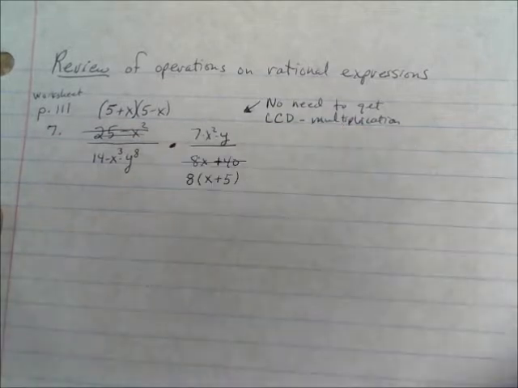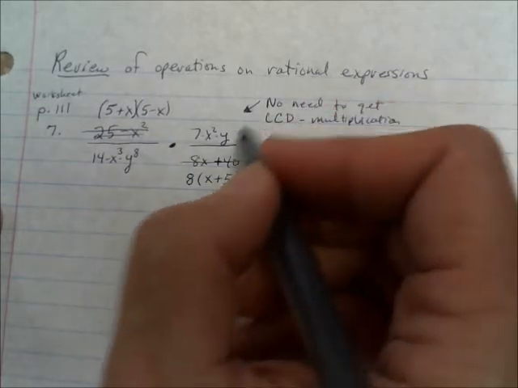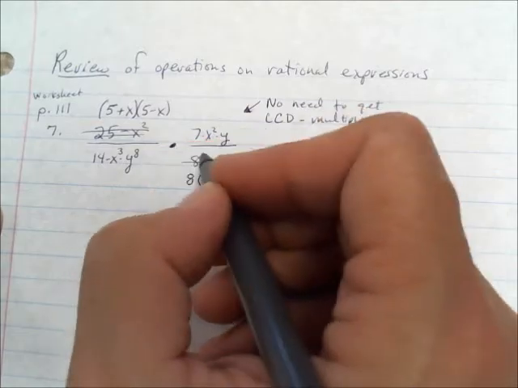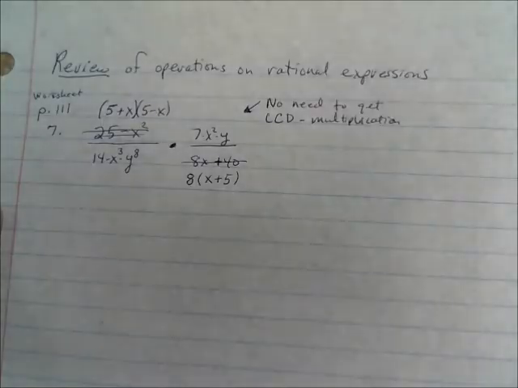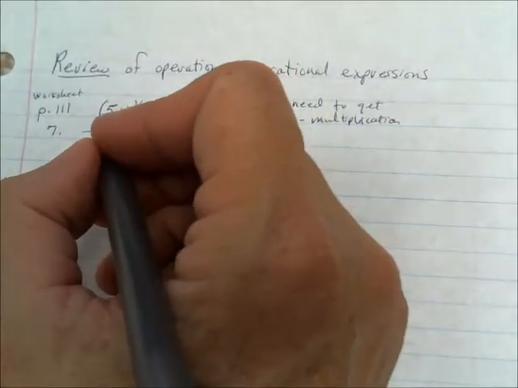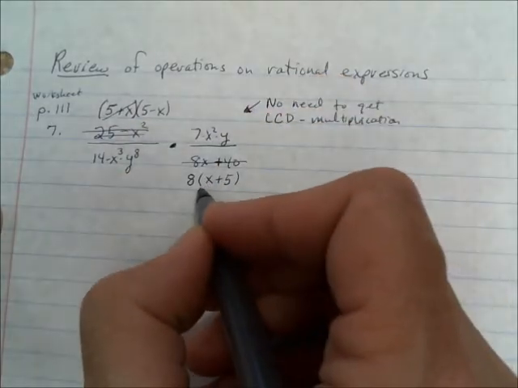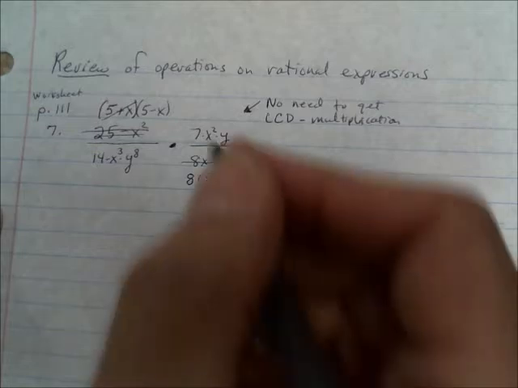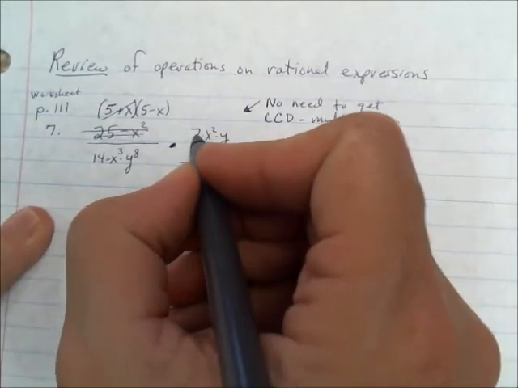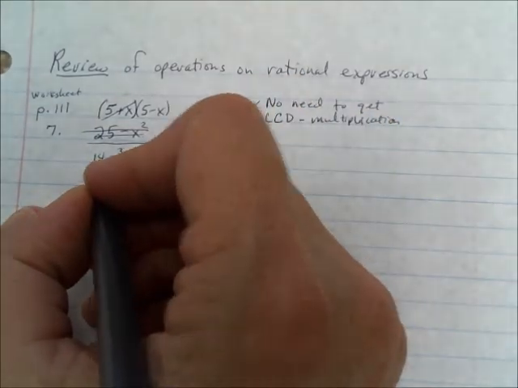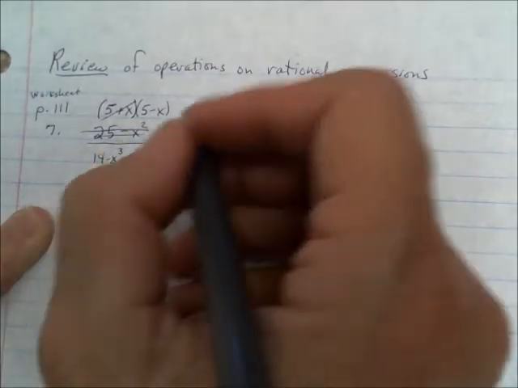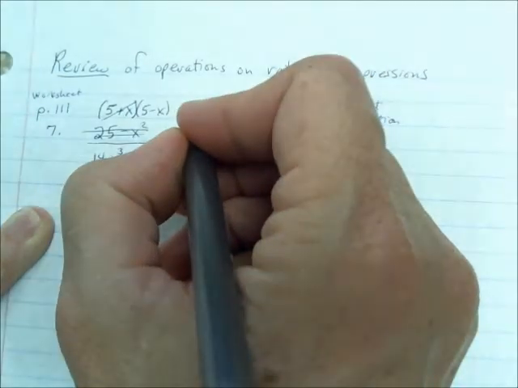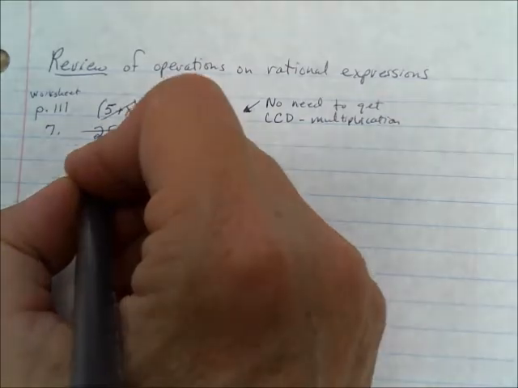Now that everything is factored, all we have to do is cancel the common factors because it's a multiplication problem. Do not cancel across addition or subtraction, only across multiplication. So we have a 5 plus x that's exactly the same thing as x plus 5. They're just in a different order, but they're the same thing. Then we have a 7 in the numerator and a 14 in the denominator. They're factors, so they can reduce down. 7 turns into a 1 and 14 turns into a 2.